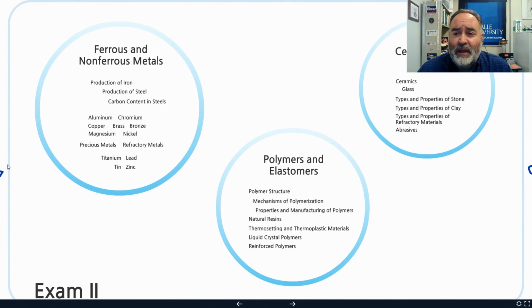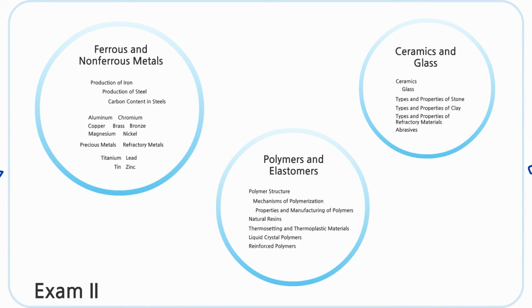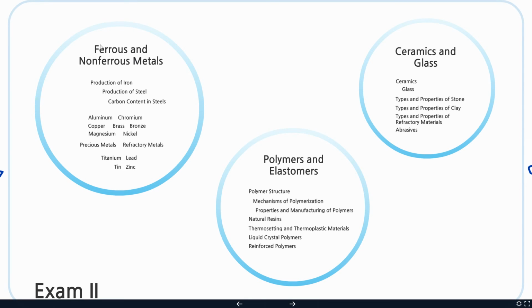And then Exam 2 happens to have three areas. We'll be specifically talking about metals, and you'll find out throughout the course why we specifically talk about ferrous metals and non-ferrous metals. We'll be talking about plastics, or polymers and elastomers, and we'll be talking about ceramics and glass. And these are our big three materials. And then we'll have plenty of time to take a break and take Exam 2 after looking at this information.